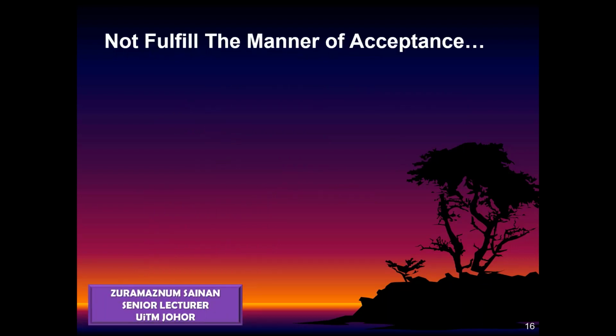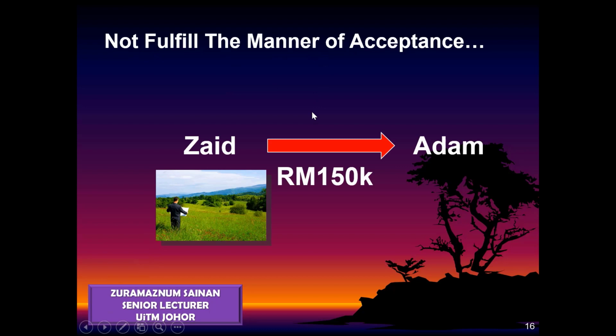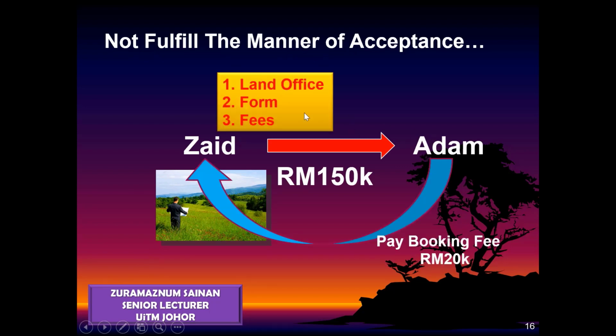What about if Adam did not fulfill the manner of acceptance? Let's say Adam didn't go to the land office, he didn't do everything as required, but what he did was just go and see Zaid immediately and pay a booking fee for the land for 20,000. So meaning here, Adam did not fulfill the manner of acceptance. What he did is not according to the manner. So in this situation, there is no valid acceptance and it is not binding on Zaid.